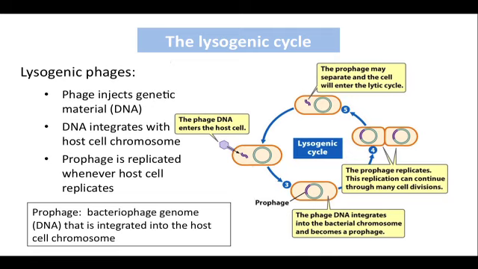A lot of lysogenic phages are actually able to switch between the two cycles though, and actually pop back out of the bacterial cell chromosome and re-enter the lytic cycle.